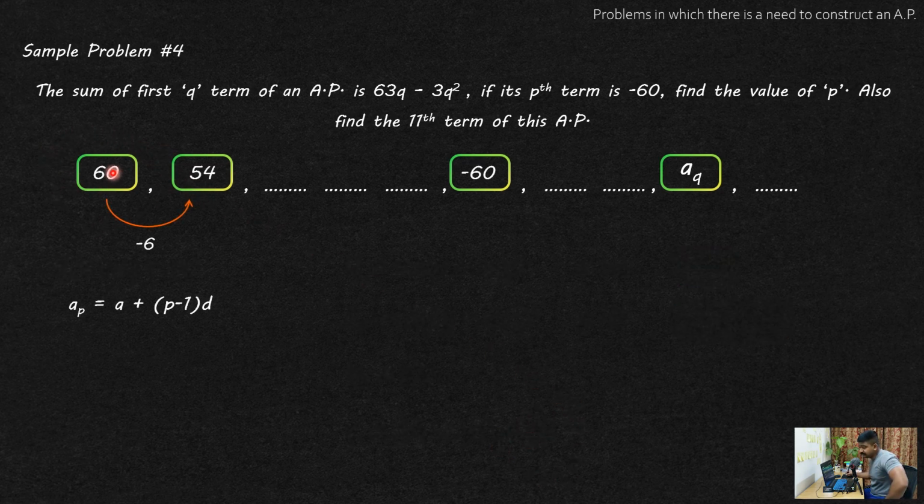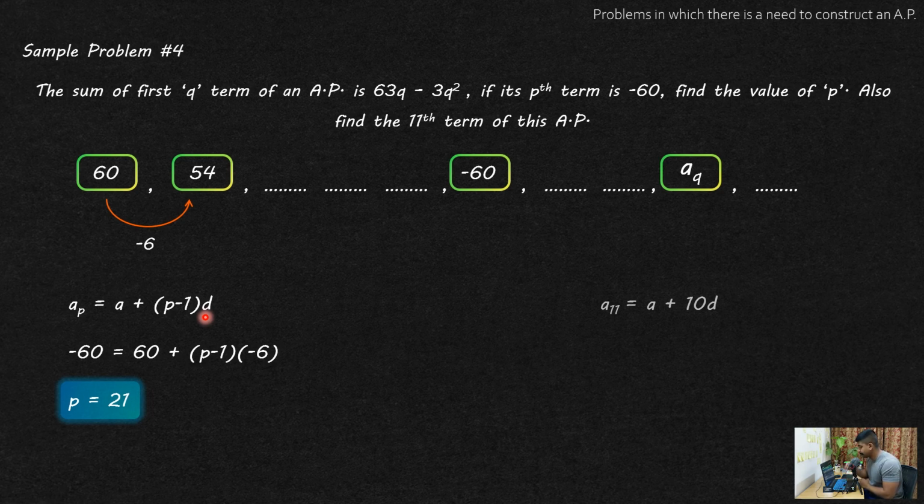So we have a first term 60, our common difference minus 6. The pth term, it's given in the question, is minus 60. So AP is equal to A plus P minus 1 into D. From here we can find the value of P. It is 21. Very good. Now we have to find the value of 11th term of this AP, which I believe is a very easy task. A11 is equal to 0.